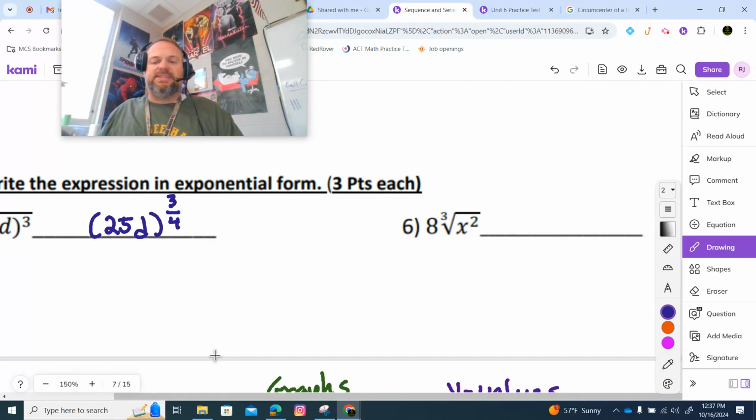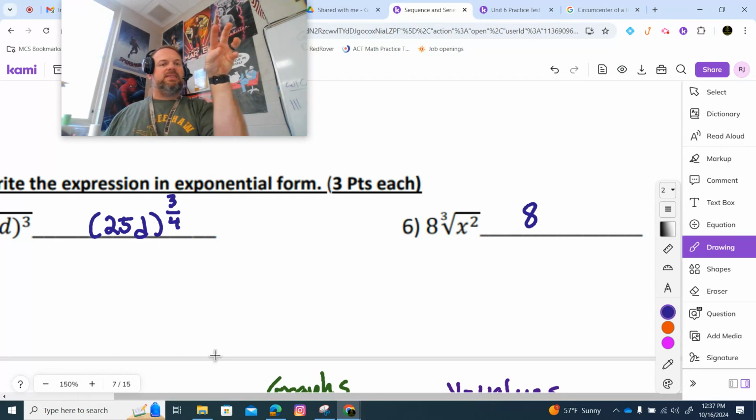So on number 6, the X is the only thing inside the parentheses. So X is the only thing inside the parentheses.